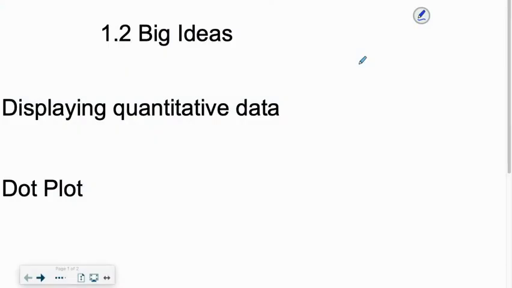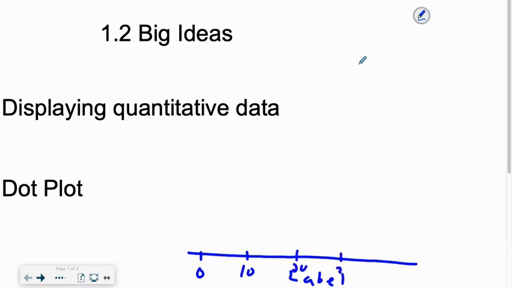For the 1.2 big ideas, we're going to be displaying quantitative data. So quantitative with numbers like height, as we described last time. A dot plot is going to look something like this. Make sure you put a label of whatever you're talking about on the bottom, and then you will just put dots at whatever numbers you got. So something like that.